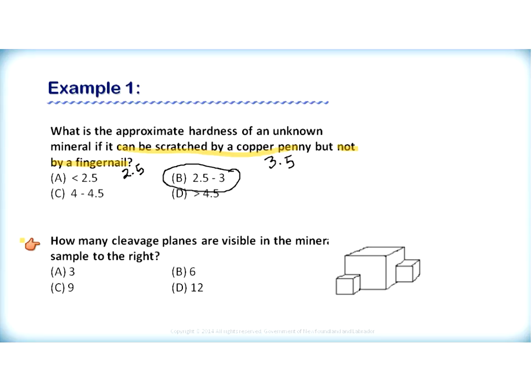Next question says, how many cleavage planes are visible in the mineral sample to the right? So if we look at this mineral sample to the right, we notice that we see each individual part. We see three cleavage planes. And each of the three cleavage planes are located 90 degrees to one another. So our answer for this question would be A, three cleavage planes.